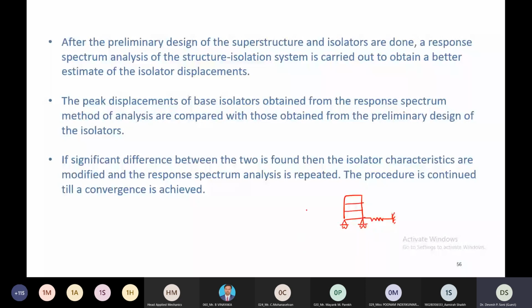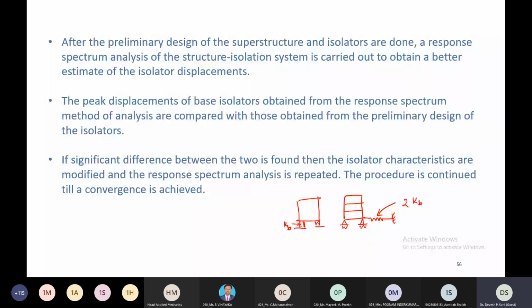Okay. So see, for example, suppose we had two isolators, and the isolation stiffness is, suppose, Kb. So what should be the stiffness of these springs? It is equal to 2 times Kb, because we have two isolators. Number of isolators multiplied by the stiffness of each isolator.